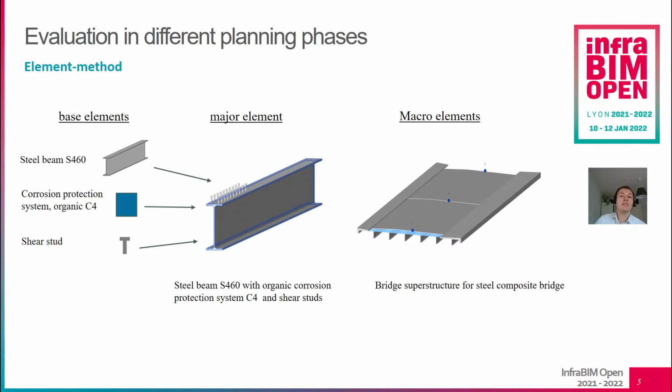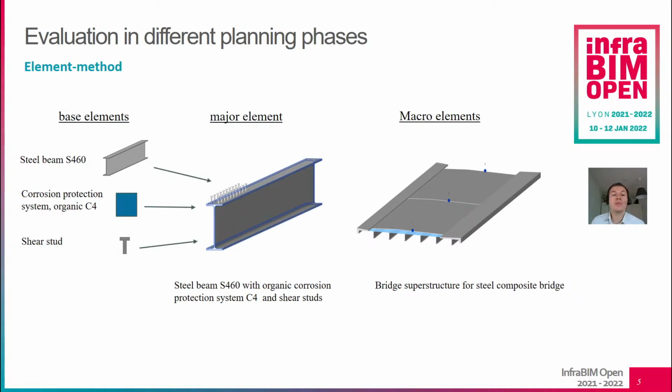The next point is that we want to enable the evaluation in early planning phases, because these are the ones where the greatest influenceability on the later impacts is possible. In these planning phases, the BIM models do not yet have all the objects geometrically modeled that are needed for the holistic evaluation. For example, models in primary planning phases will not have explicitly modeled shear studs. And for the corrosion protective system, it is questionable whether these will be modeled as geometric objects at all.